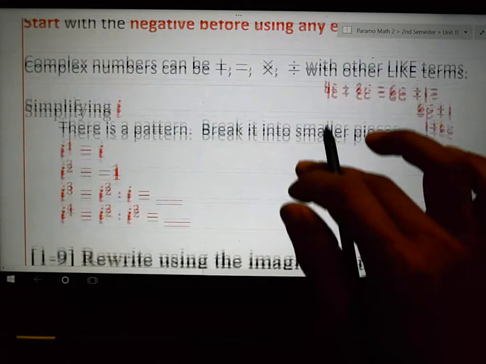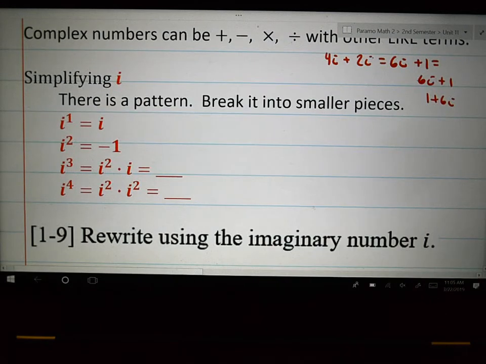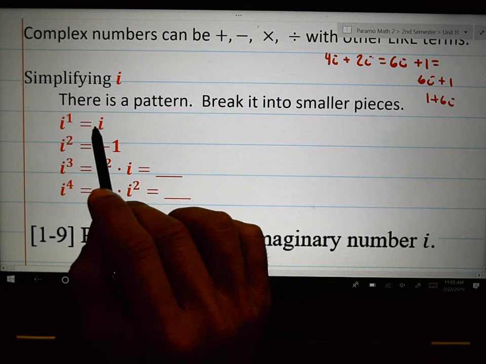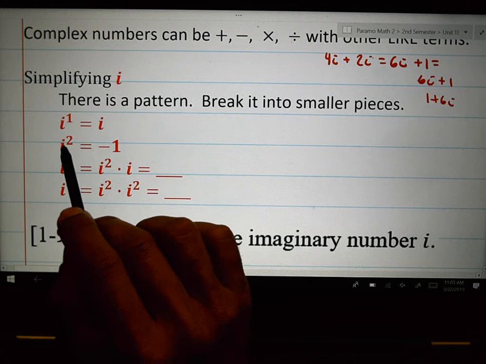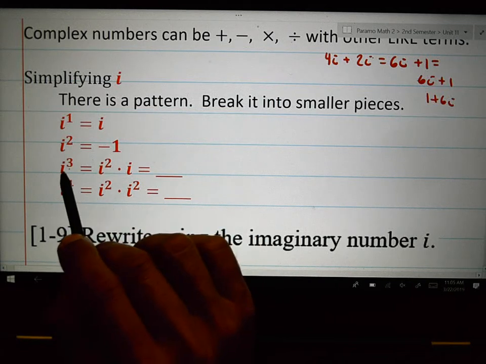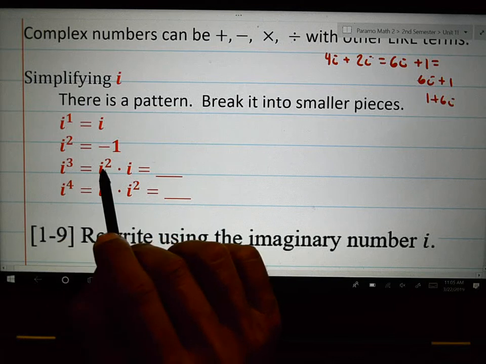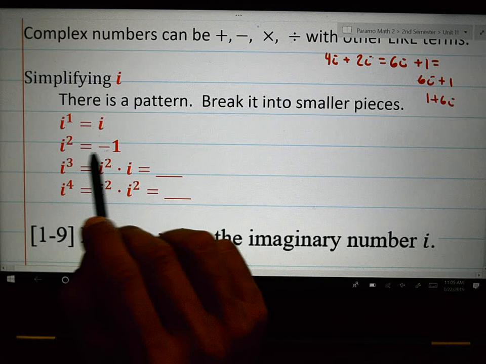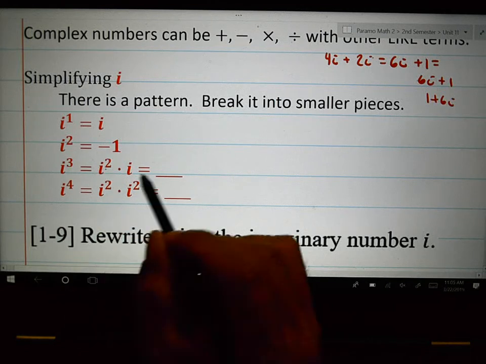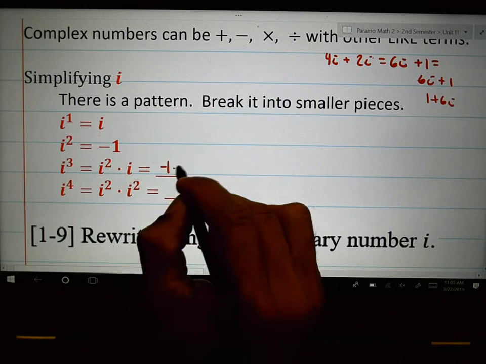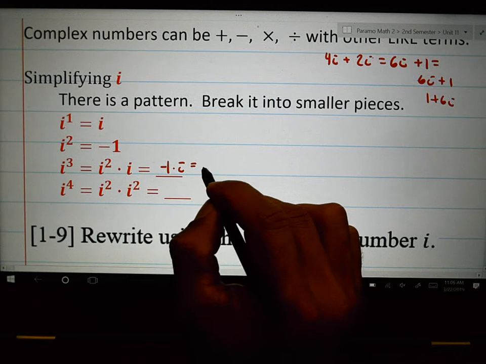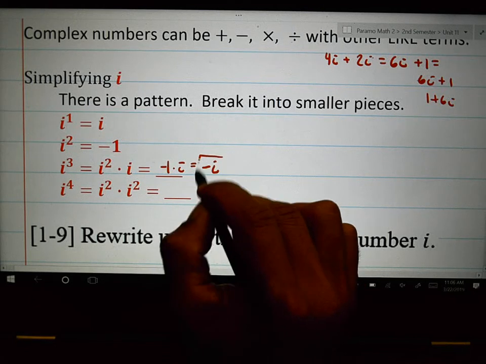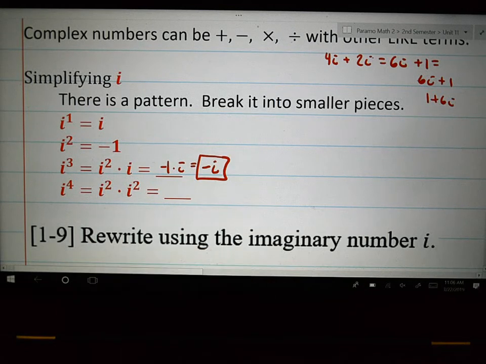The last thing I'm going to show you before we get into examples is how this stuff simplifies. If you have i to the first, it's just i. i squared we said is -1, but what about i to the third power? If you think about i to the third, isn't that i squared times i? And don't I already know what i squared simplifies to? Isn't i squared -1 times i? Well, what is -1 times i? It's going to be -i. That's what i to the third simplifies to.